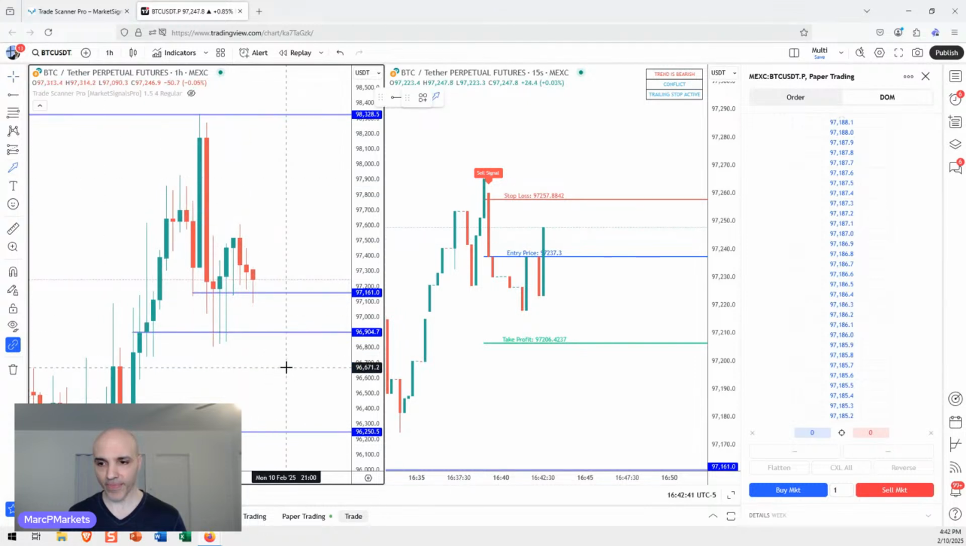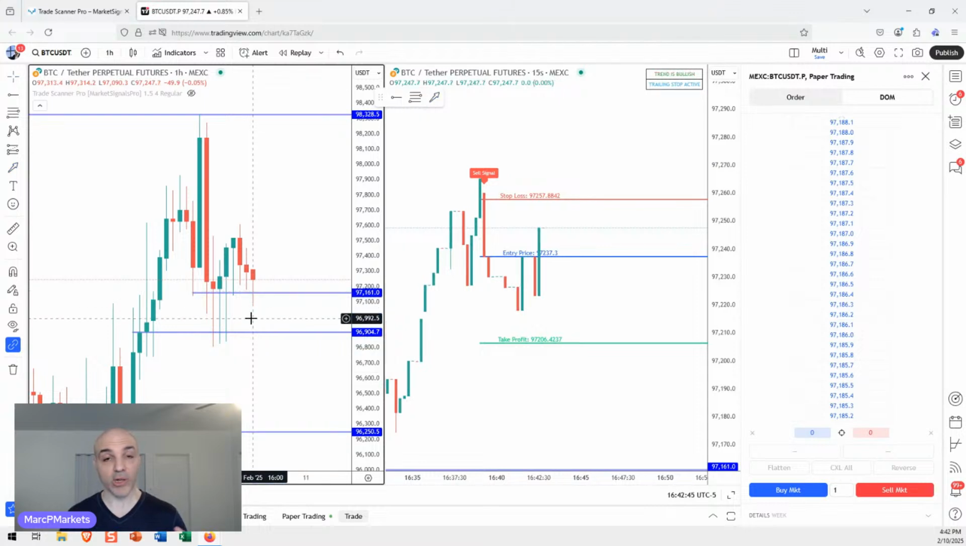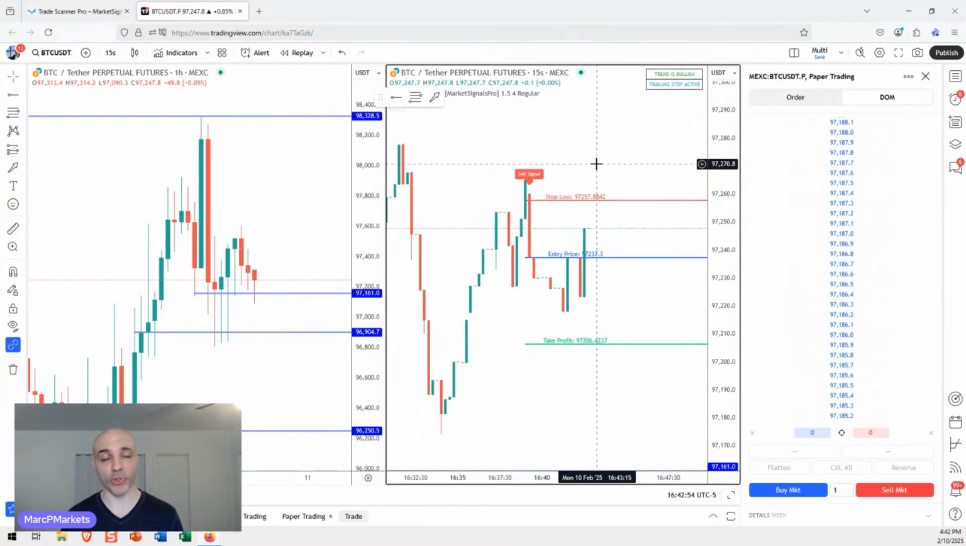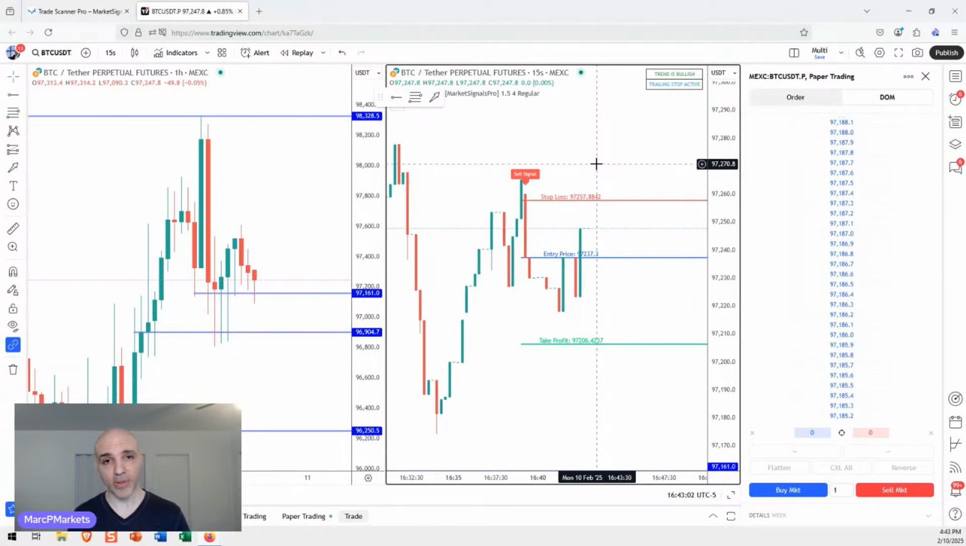But this is not a good place for a short. And that's a good learning exercise because you should know that. This is not a good place for a short, and I'm getting a short signal. Ignore the short signal. Look for longs. That's why we come up with our trade idea first. We don't look for signals first. Does that make sense?